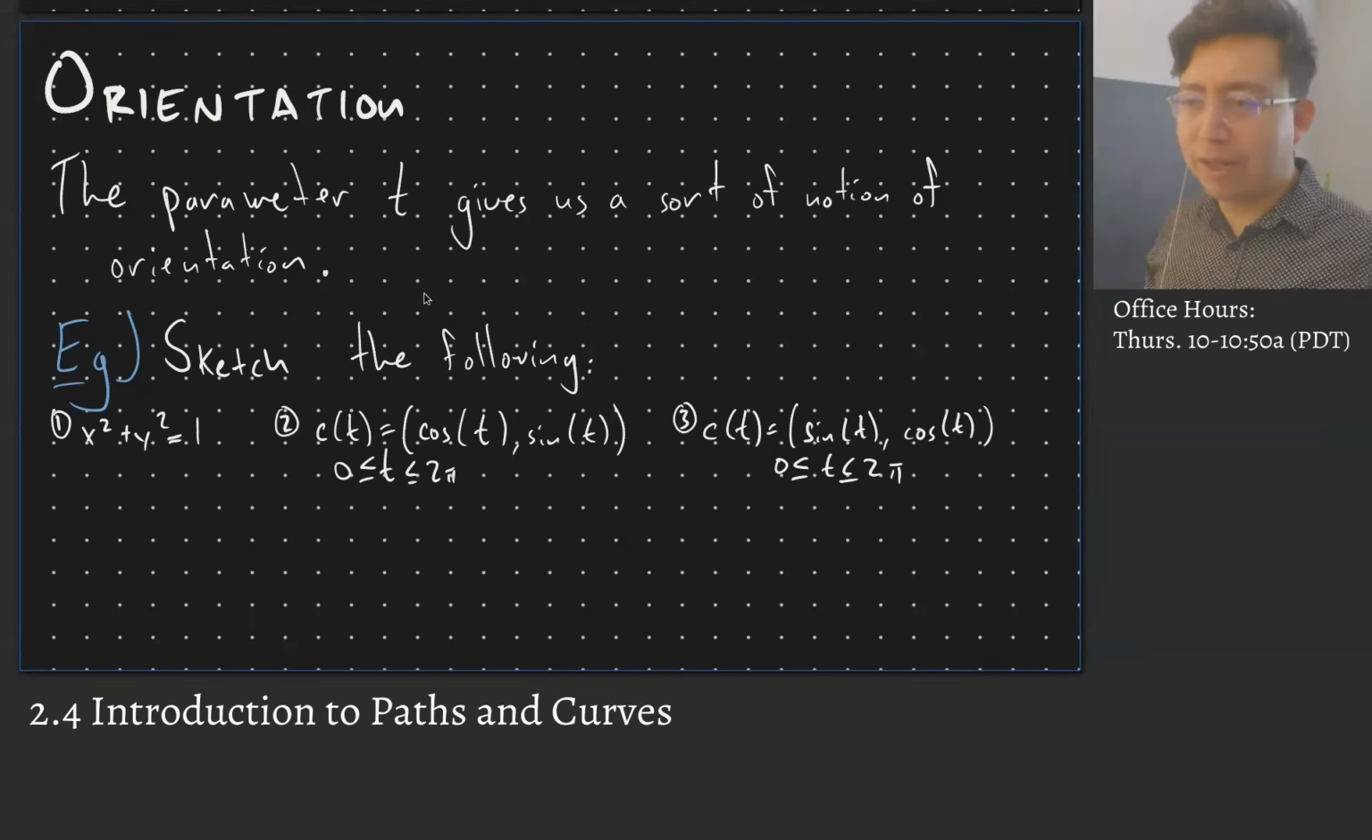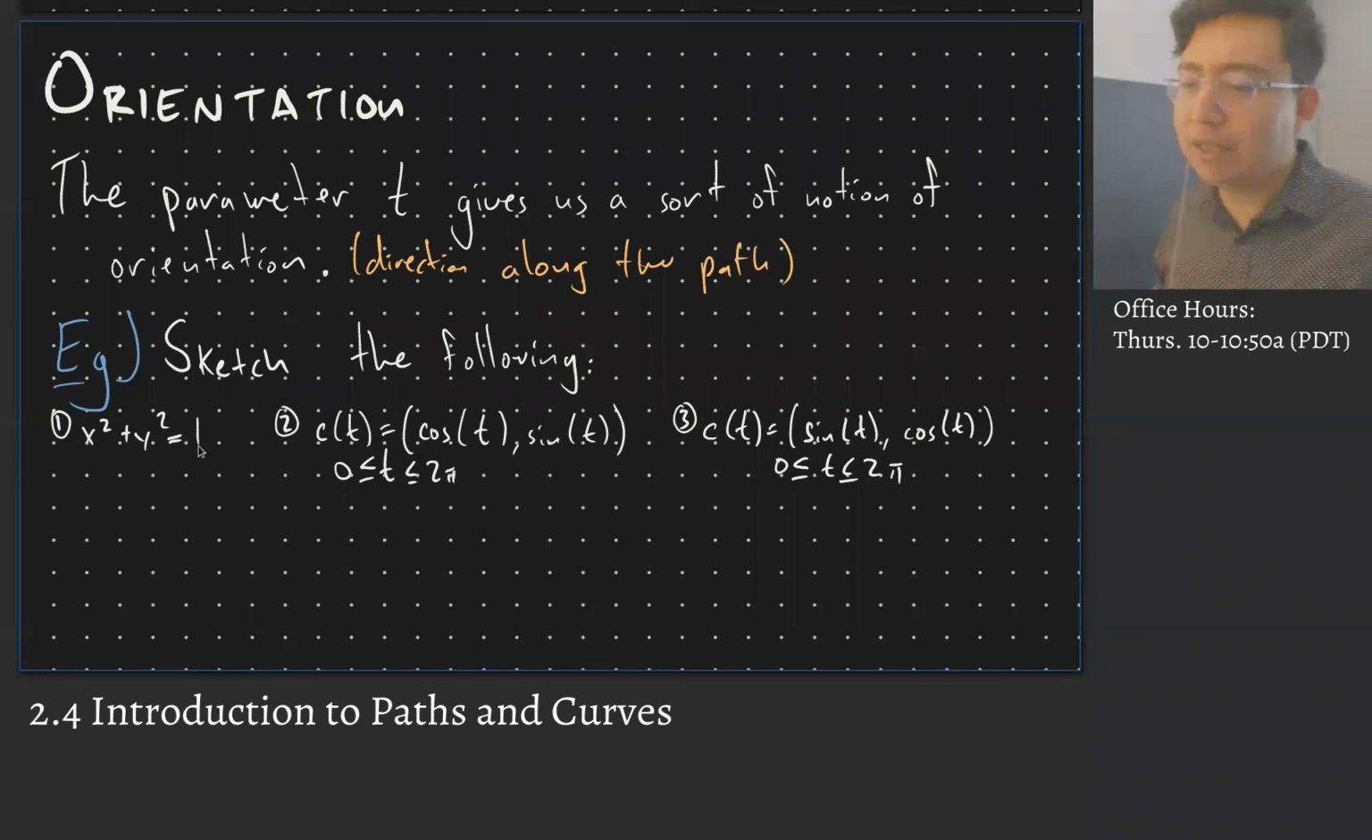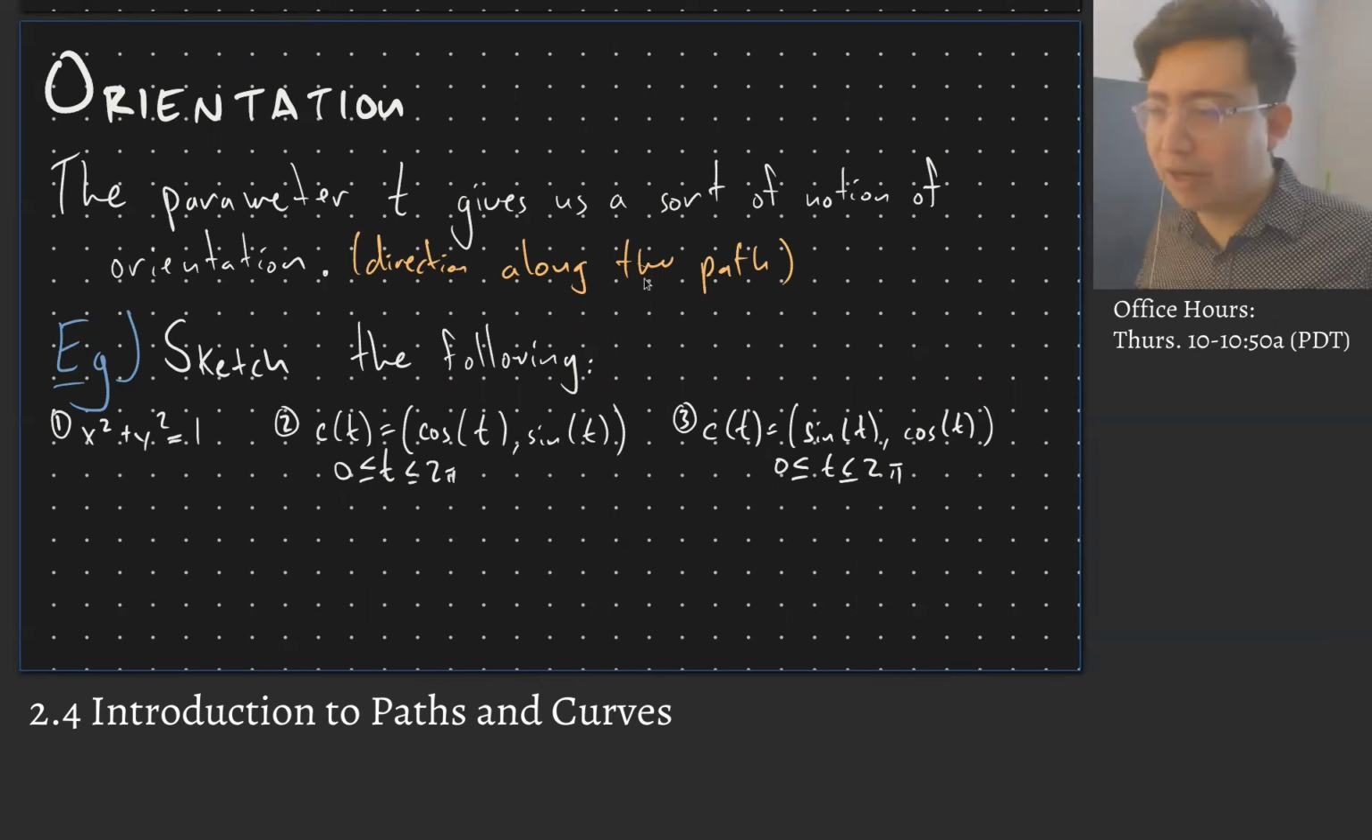The way I'm phrasing it is it gives some notion of orientation, or you can think of it as direction along the path. That's how I like to think about it. So I wrote it here as orientation. You can say it as its direction along the path, or the curve. Okay, so let's look at these examples here. We're going to go through them quickly, but they're related, so it shouldn't be too hard.